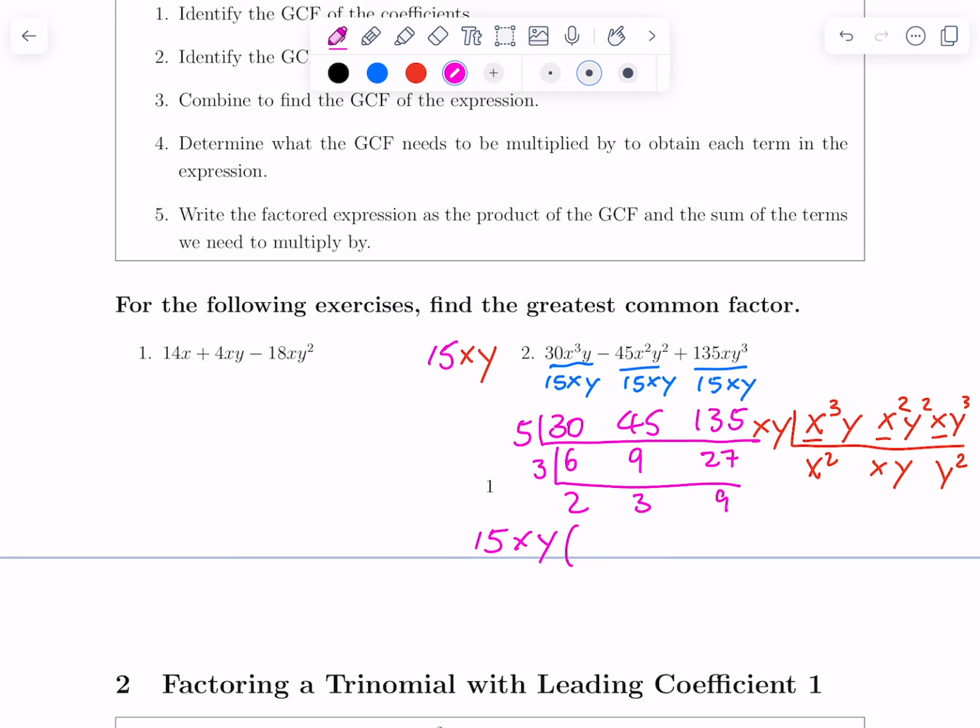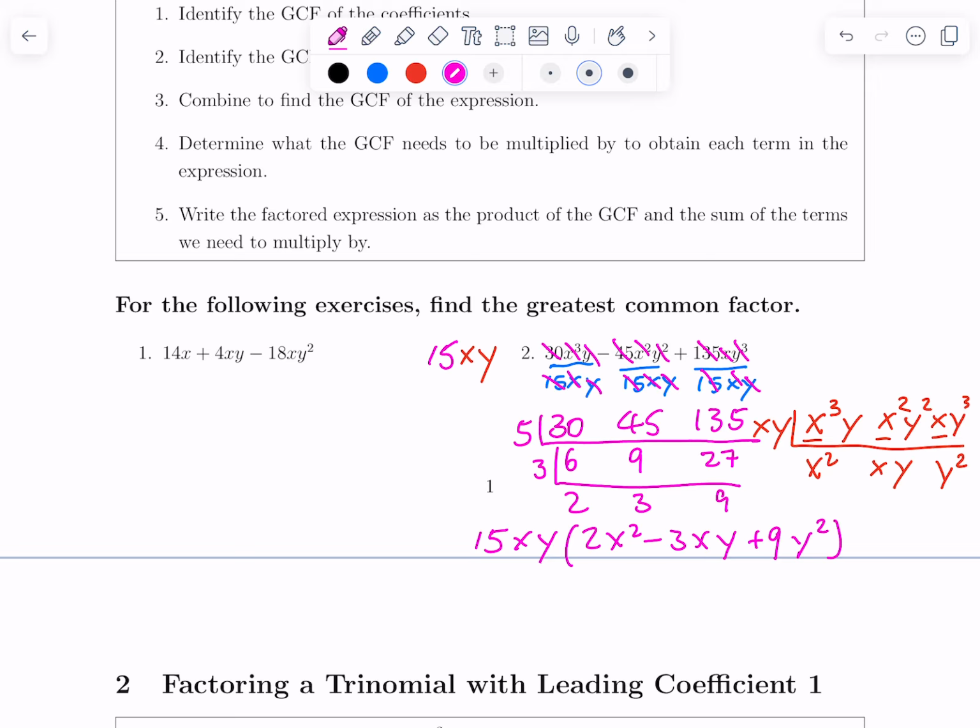Then 30 divided by 15, I get 2. x cubed divided by x, I get x squared. y divided by y cancels out. Then we minus 45 divided by 15, which is 3. x squared divided by x is x, y squared divided by y, you get y. 135 divided by 15, you get 9. x divided by x cancels out. y cubed divided by y, you get y squared.